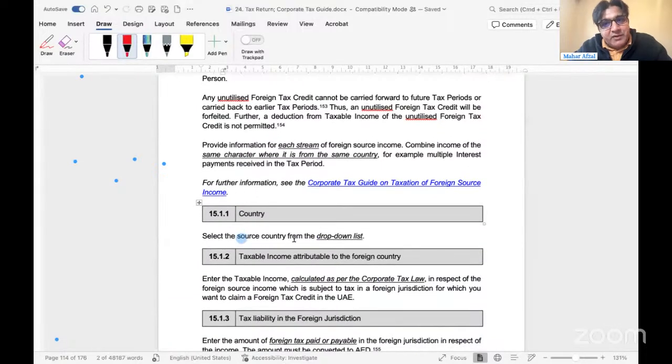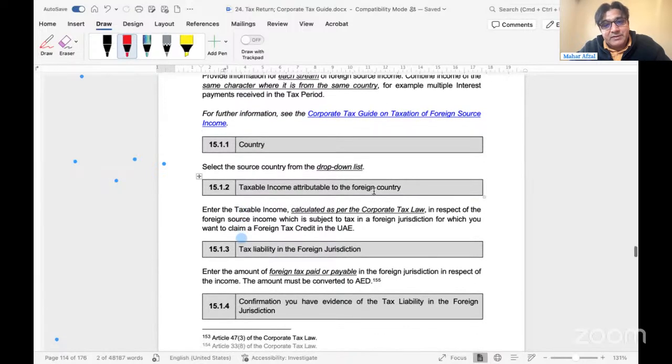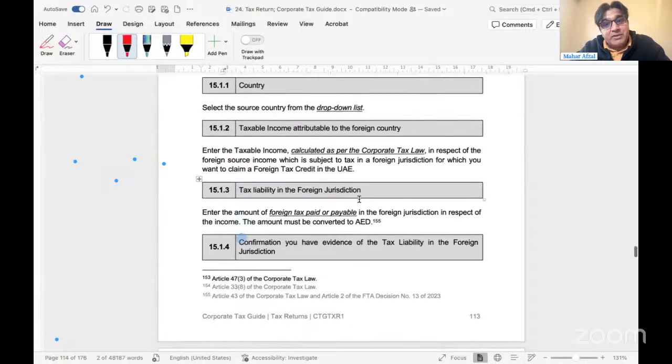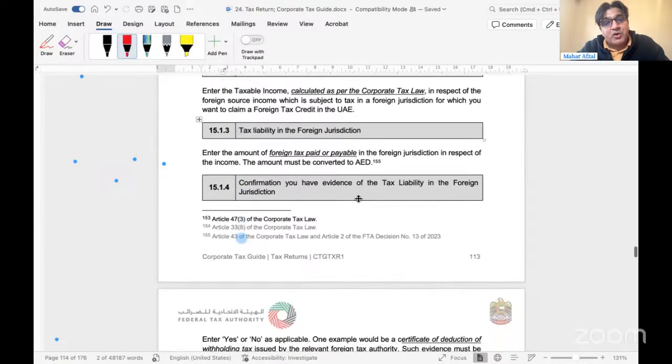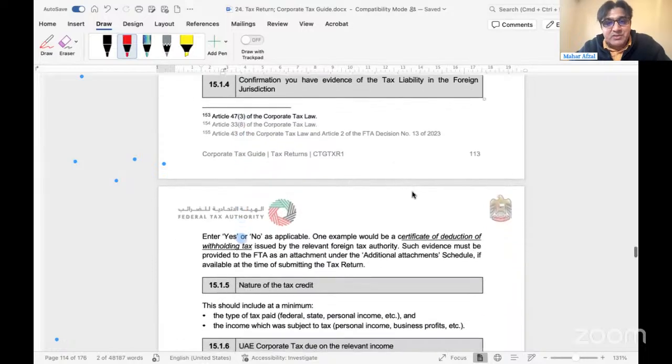The country from which jurisdiction you are getting the foreign tax credit, or where you are paying the taxes. The taxable income attributable to that country. The tax liability, meaning how much tax you have paid in that jurisdiction or committed to pay. Confirmation that you have evidence of tax liability in the foreign jurisdiction. Already they can ask for the evidence as well.